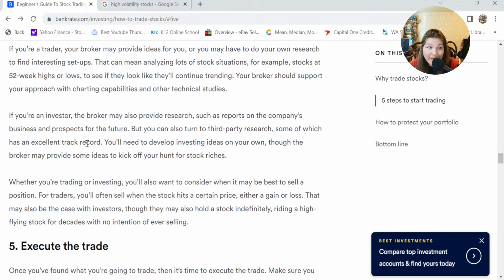But you can also turn to third-party research, some of which has an excellent track record. And these are paid places. You can actually pay for third-party research. You'll need to develop investing ideas on your own, though the broker may provide some ideas to kick off your hunt for stock options or stock riches.